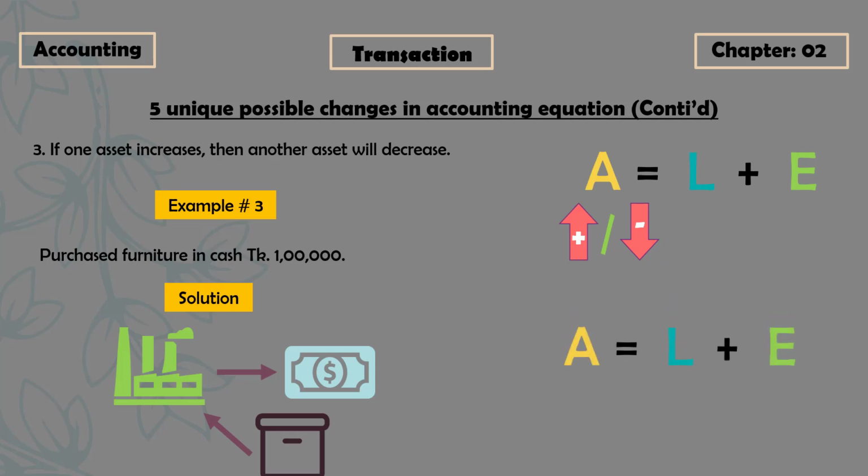Asset increases by 1 lakh and asset decreases by 1 lakh. Upward arrow means plus or increase, and downward arrow means minus or decrease.